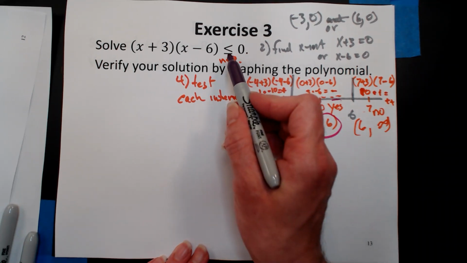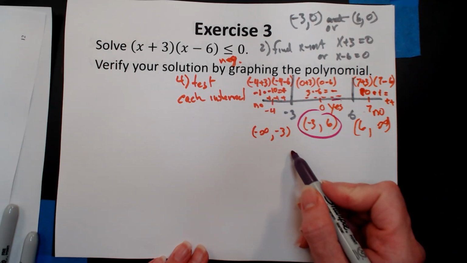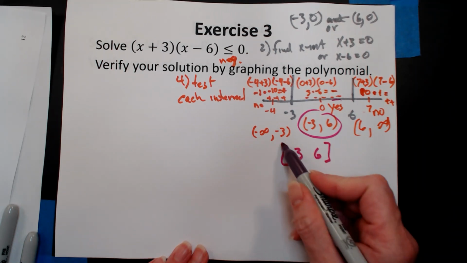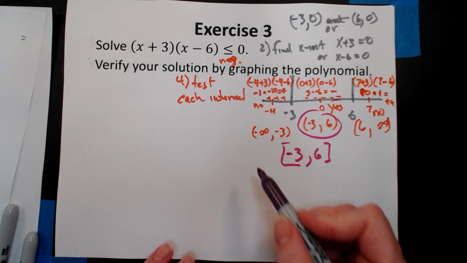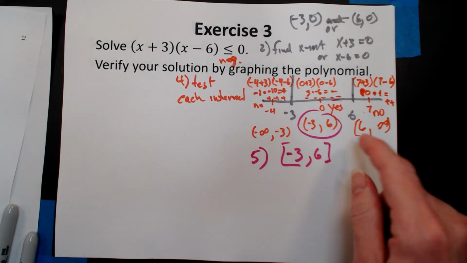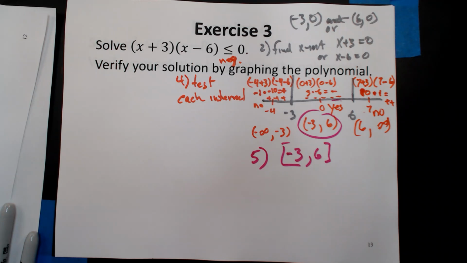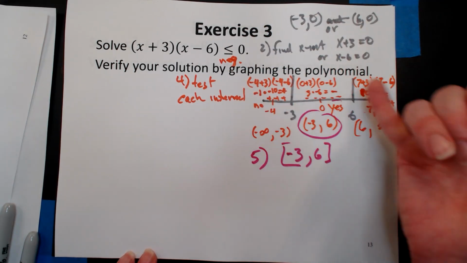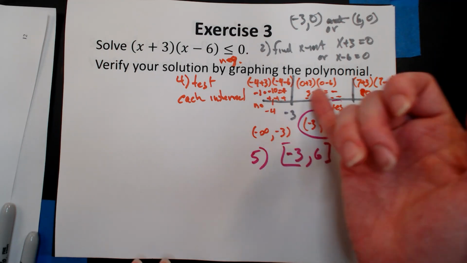Now, we can include our endpoints, so we can actually say from negative 3 all the way to 6, and we get to include our endpoints here. So this is our answer. We don't test our endpoints because they would make our equation true regardless of which interval we thought we were in.